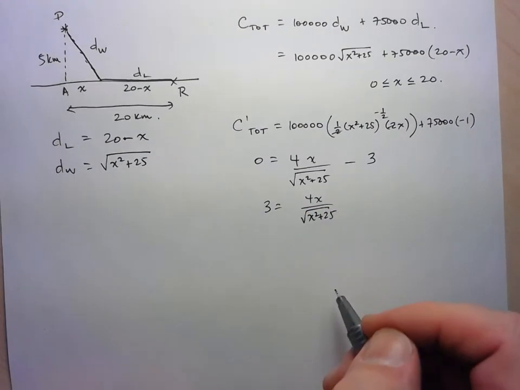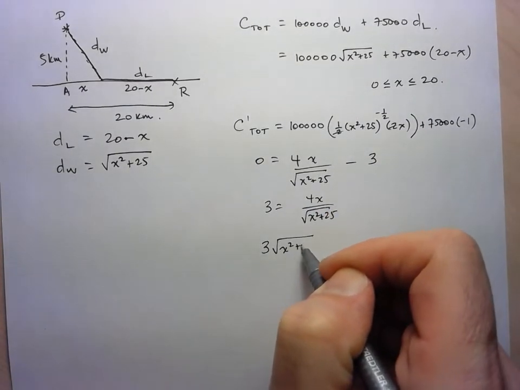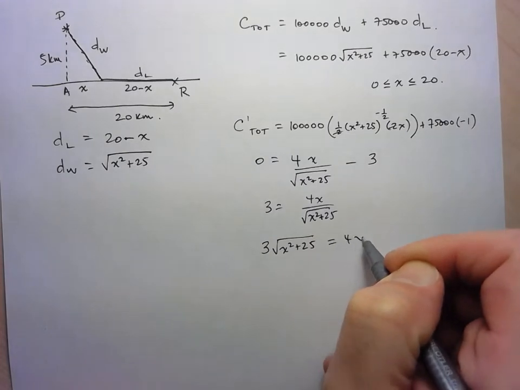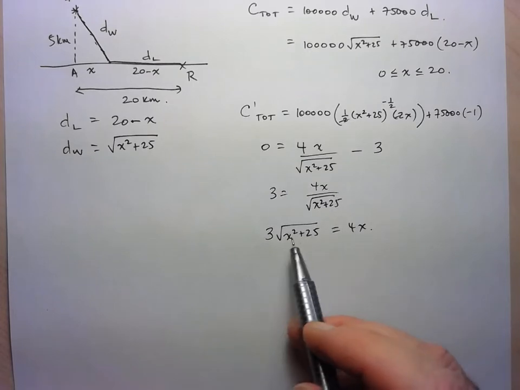Let's multiply that to the other side. So 3 square root of x squared plus 25 equals 4x. And how are we going to deal with this? Well, I need to get rid of this square root, so I'm just going to square both sides.